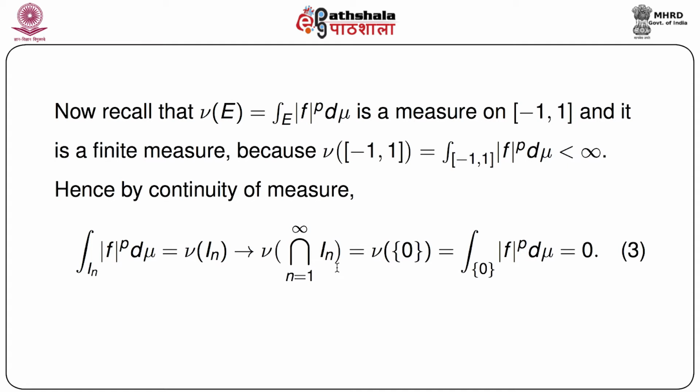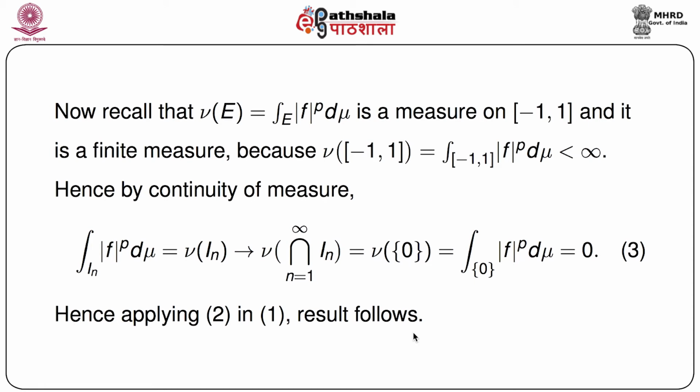It will always contain 0. So as n goes to infinity, the length of the interval gets smaller and smaller. So in the limit, it will contain only the value 0. So nu of the intersection of I_n, n equals 1 to infinity, will be equal to nu of only a singleton set, that is {0}. Now nu of a set is integration over that set, in this case a singleton set which is {0}, of |f|^p dμ, and naturally this integral is exactly equal to 0.